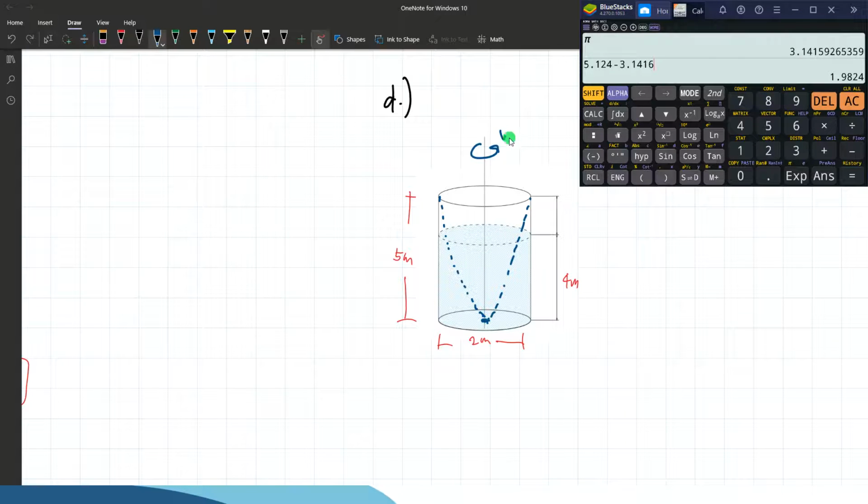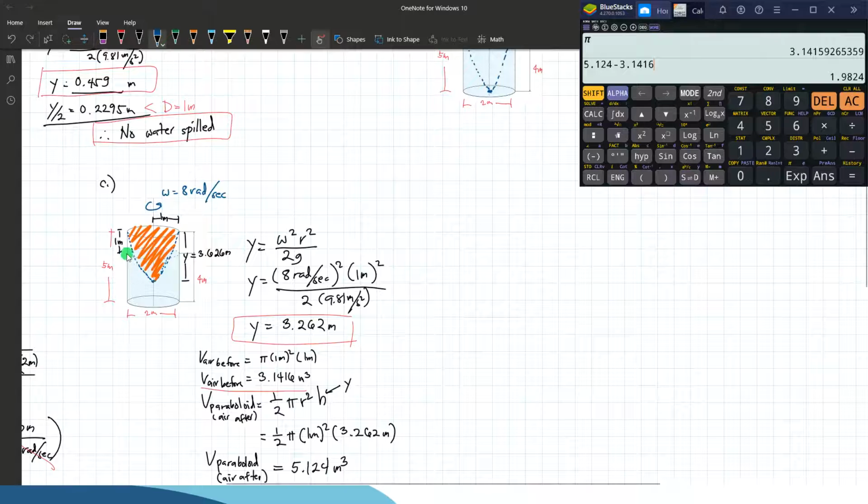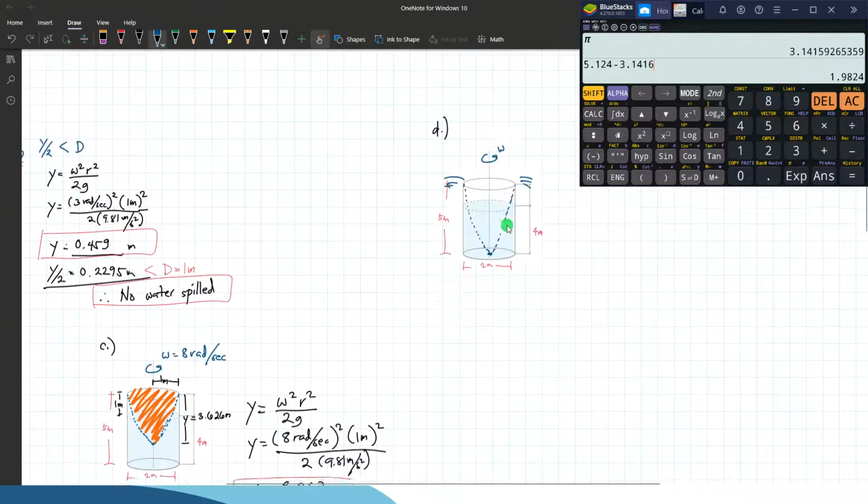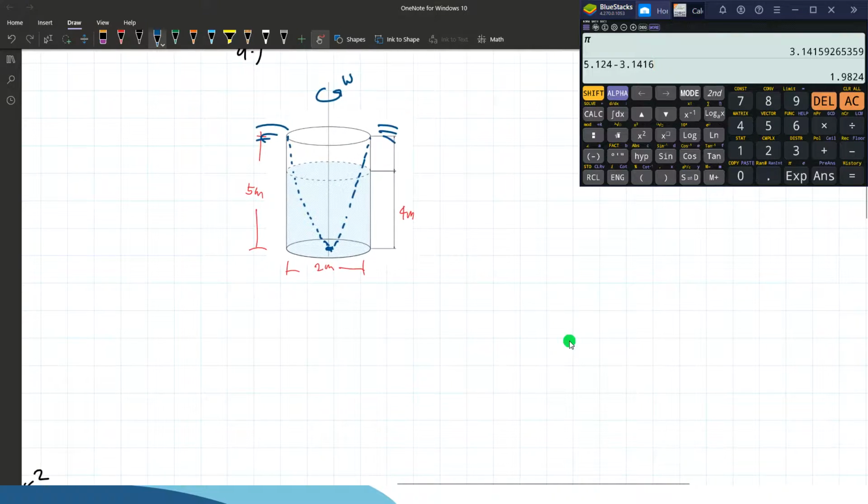Okay, so what will be the W here in order for the vortex to reach the bottom of the container? Of course there will be liquid that will be spilled, because the angular speed should be stronger than the angular speed on letter C in order for it to reach the bottom of the container. So it means the depth of this vortex, computed Y, should be equal to the depth of the container, which is 5 meters.